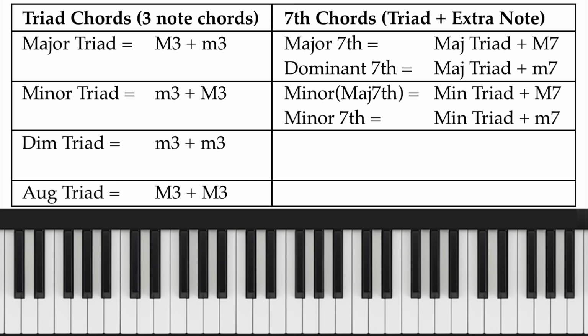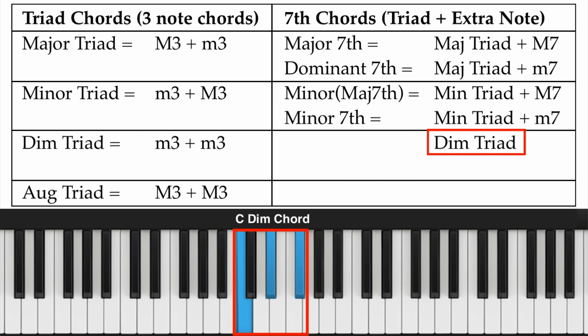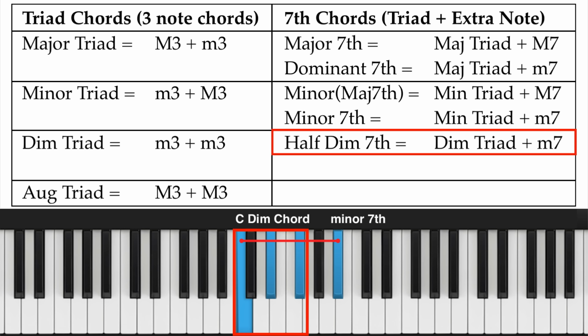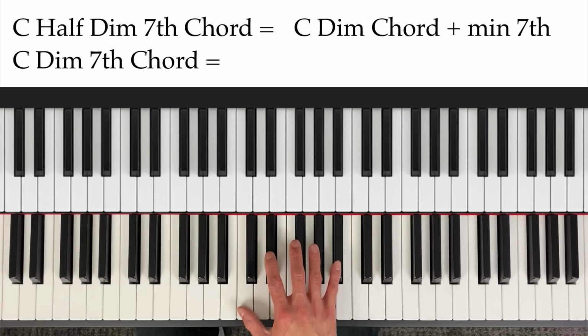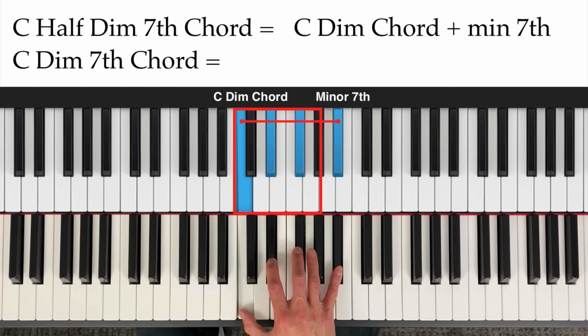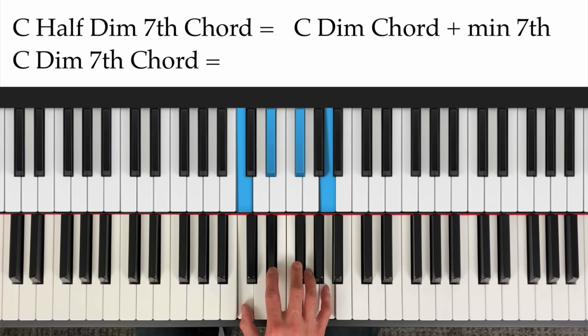With the diminished triad, we can add a minor seventh to get what's called a half diminished seventh chord. To get a full diminished seventh chord, which we just call a diminished seventh chord, we play our half diminished seventh, and then we lower that top note one more key. So you could say that this is a C diminished triad with a major sixth interval.